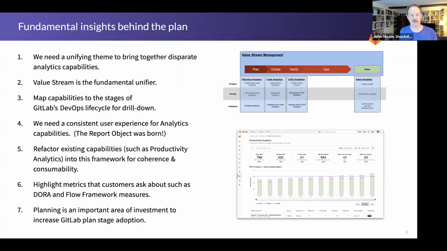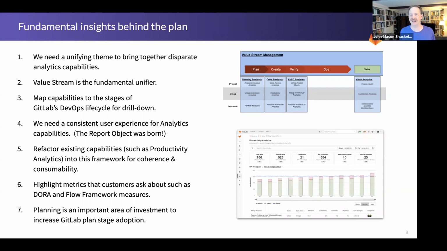Fourth, we need a consistent user experience. Thank you, Nick. And existing capabilities such as productivity analytics could be re-envisioned to fit into this framework. We should focus on metrics our customers care about and invest in the planning stage. Of course, I've left out a few points about the different tiers, product group, instance tiers, and so on, and the idea of transforming the DevOps score into being more about ROI and measures of value. But I think that these 7 things capture really the most salient points of this strategy.